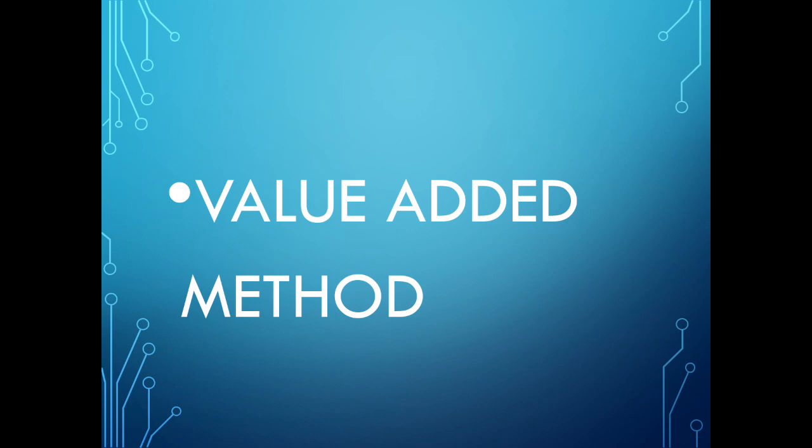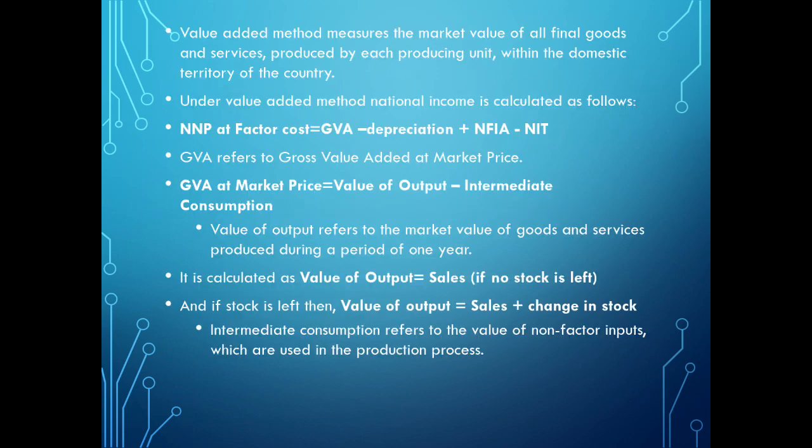The first among these is value added method. Value-added method measures the market value of all final goods and services produced by each producing unit within the domestic territory of the country. Means under value-added method, when we are going to measure the national income of the country, first of all we will be measuring the domestic income of the country by adding up the market value of all the final goods and services produced within the domestic territory of the country.